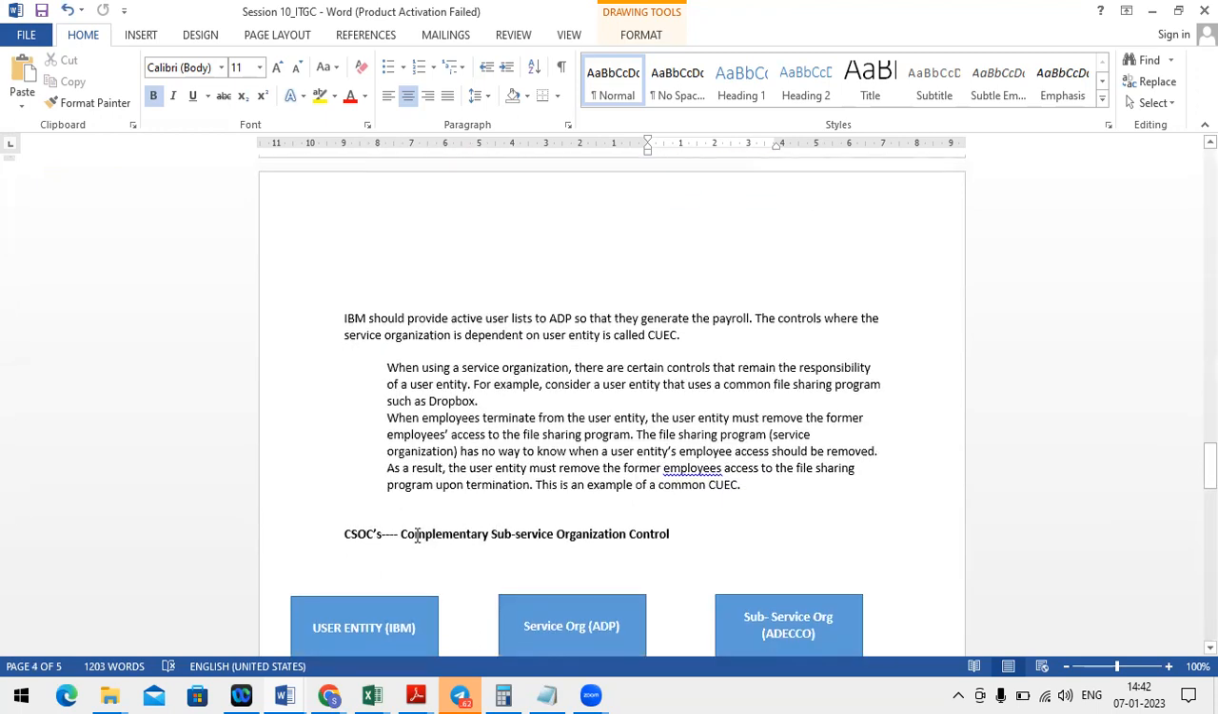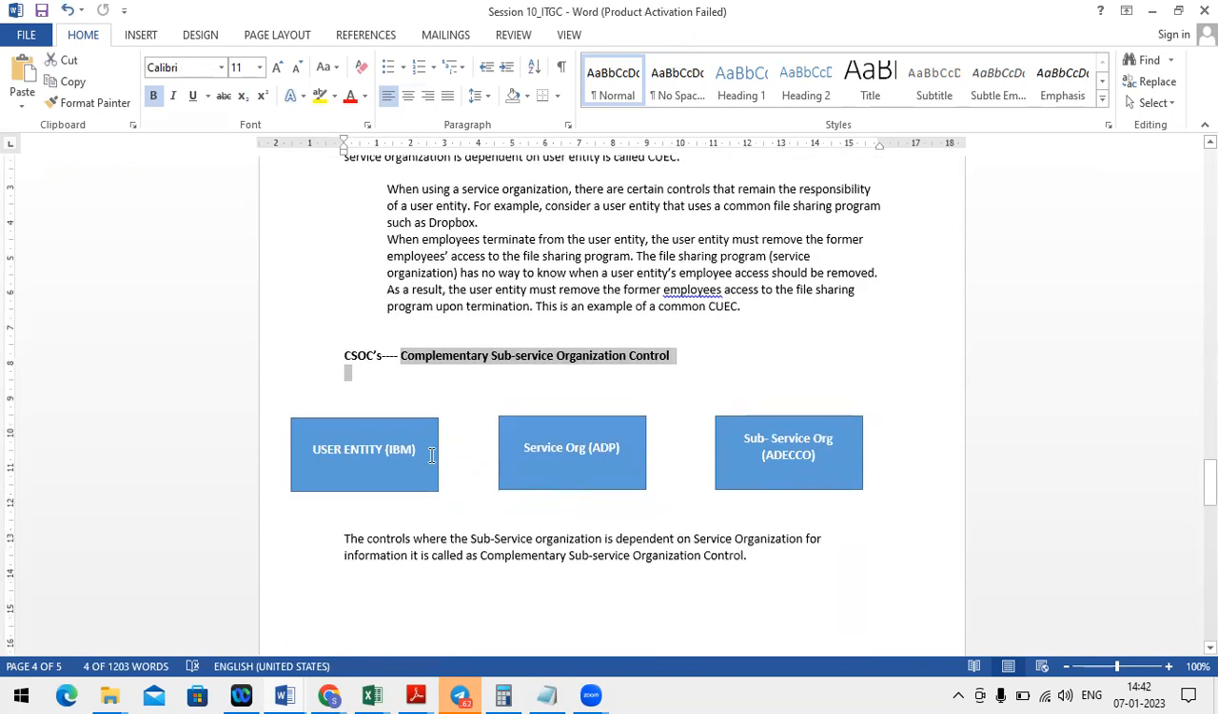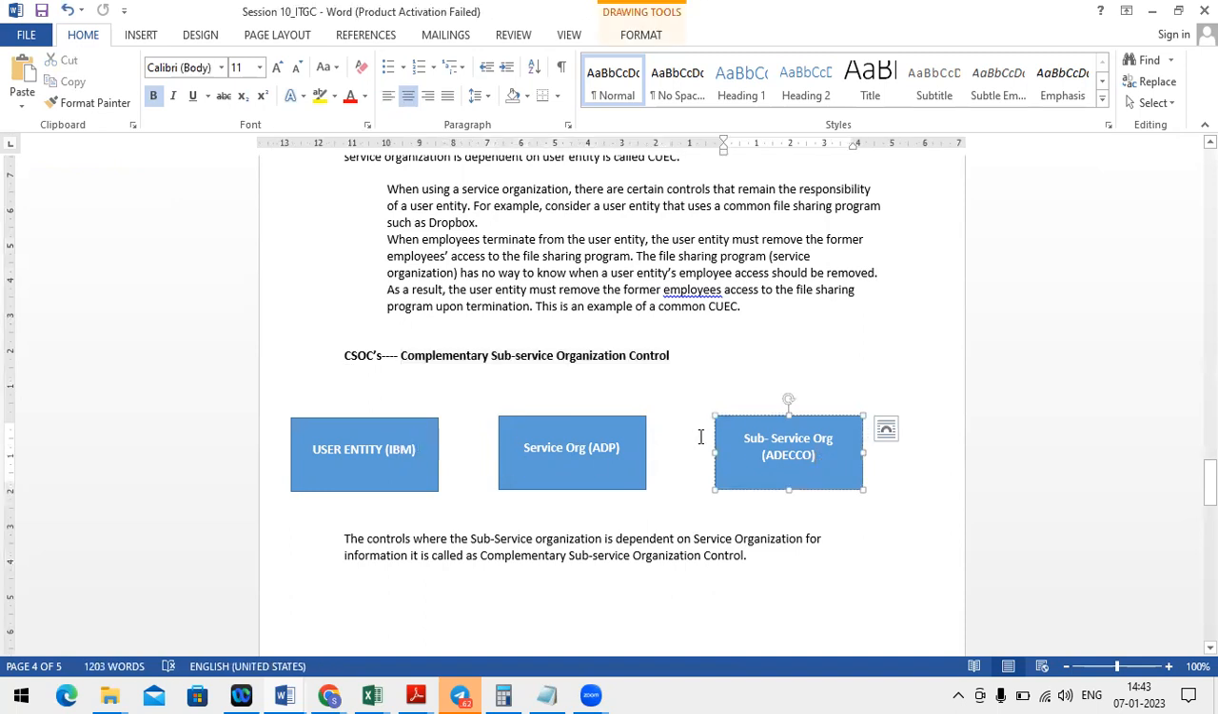Then we have something called complementary subservice organization control. Now, IBM has totally outsourced its service to ADP. ADP has outsourced that service again to a third party, which is ADICO. So there is a sub third party here: IBM directly gave its services to ADP, and ADP has given it to a third party. Whatever information ADICO requires from IBM, ADICO has to depend on ADP, and ADP has to depend on IBM. This kind of arrangement, we call complementary subservice organization control.